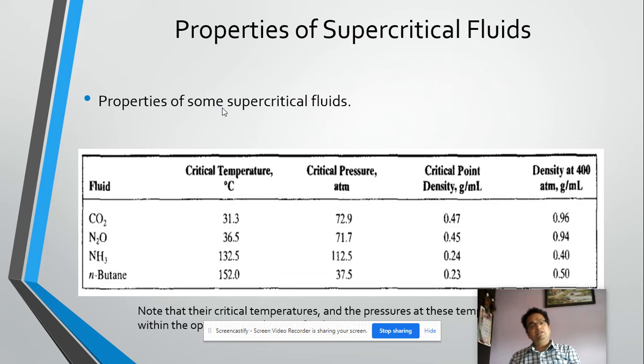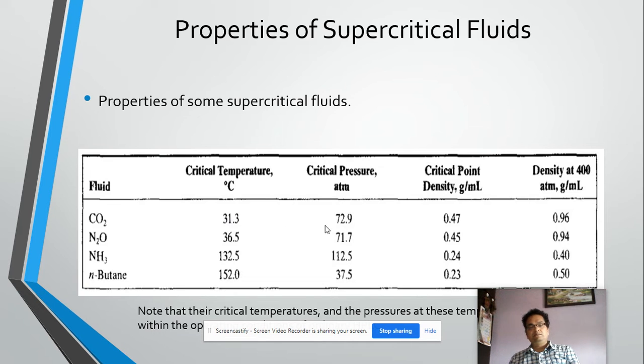is supercritical fluid extraction. But the most commonly used supercritical fluids for supercritical fluid chromatography are carbon dioxide, nitric oxide, ammonia, and N-butane. The critical temperature for these substances is in the range of 31.3 to 152 degrees Celsius. So if you consider the CO2, the critical temperature for CO2 is 31.3 degrees Celsius and critical pressure is 72.9 atmosphere.